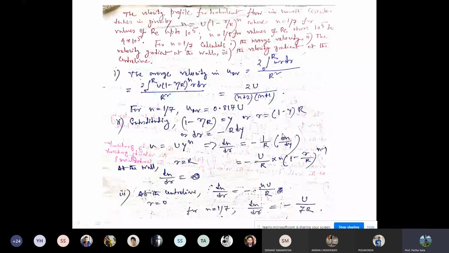At the wall, r is equal to R, so du by dr is 0. And at the center line, du by dr is minus nU by R. For n equal to 1 by 7, you put the value of n as 1 by 7, and it becomes minus U by 7R. Okay. So you just calculate this. At the wall, you know r is equal to R, so if you put r equal to R, this expression becomes 0, so du by dr is 0. And at the center line, it becomes like this.